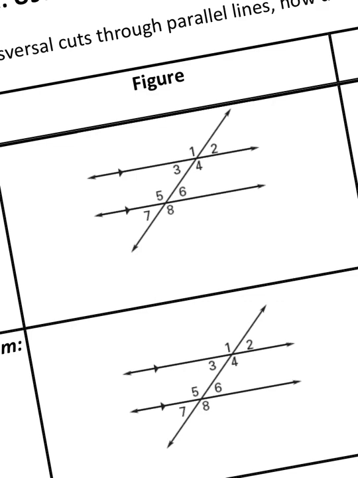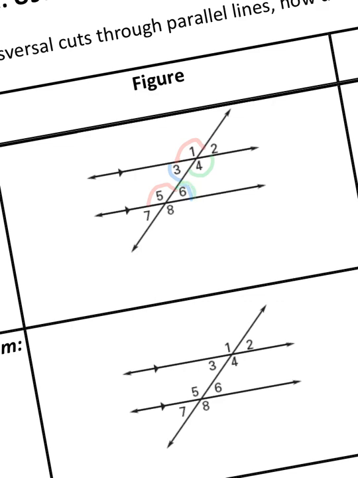Just a quick review of those angle pairs. Corresponding angles are in the same position, so angle 1 and 5 would be corresponding angles. Alternate interior angles are between the two parallel lines and go across the transversal, angle 3 and angle 6. Same side interior angles, or consecutive interior angles, are in between the parallel lines again and on the same side of the transversal, like 4 and 6.